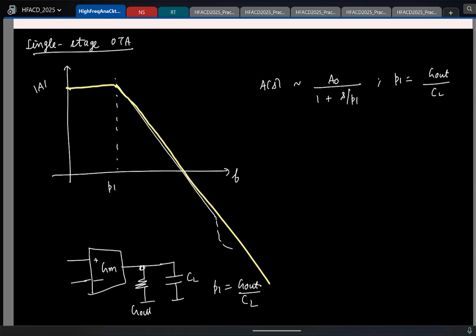So now you guys know how to design an OTA. You know how to increase its DC gain. You also know how its gain is varying versus the sinusoidal frequency. Now what is the end goal of designing this OTA? Where do you want to use this OTA?